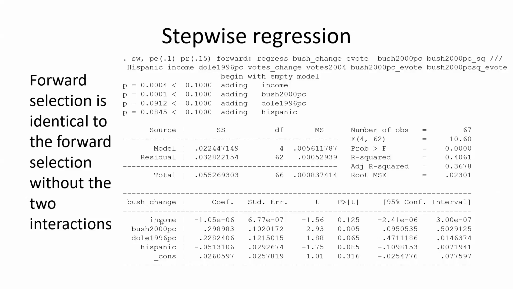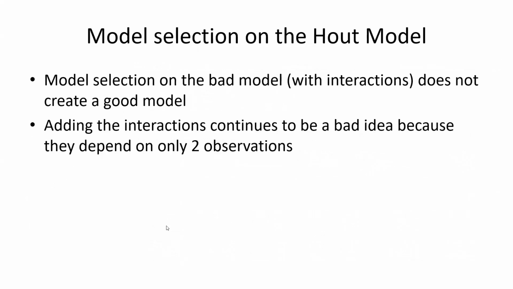Well, so what does this all mean? It means that the model selection on a bad model with the two interactions does not create a good model. Or not necessarily a good model, right? So adding the interaction is not a good idea. We just did that to see how that works with the model selection. That is the end of this video.